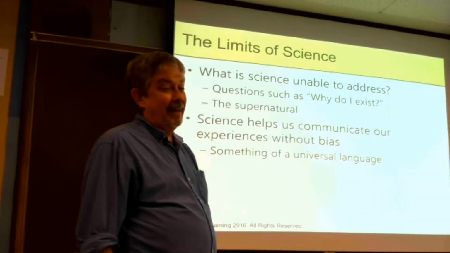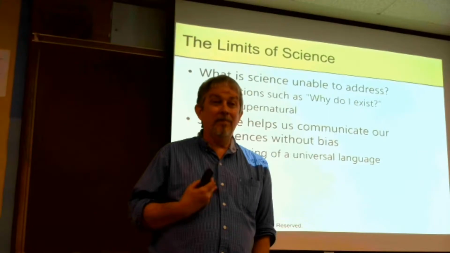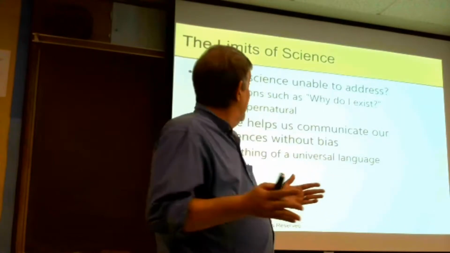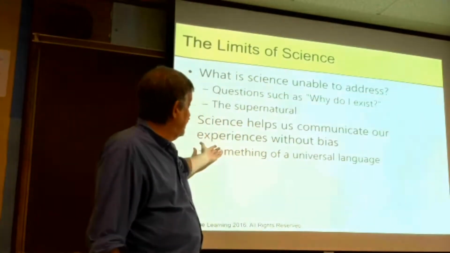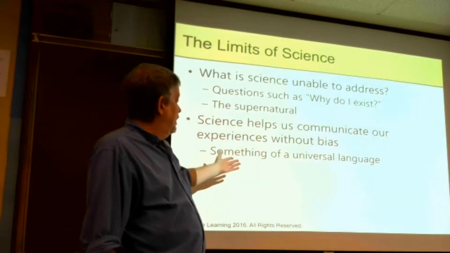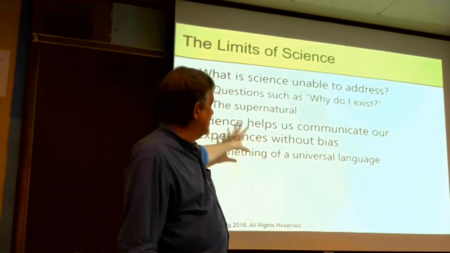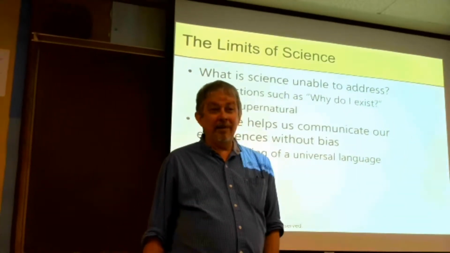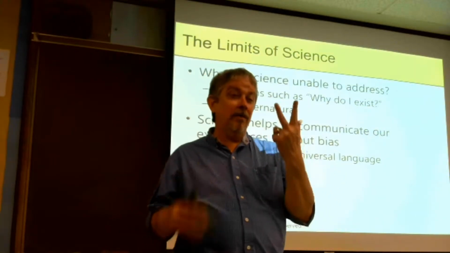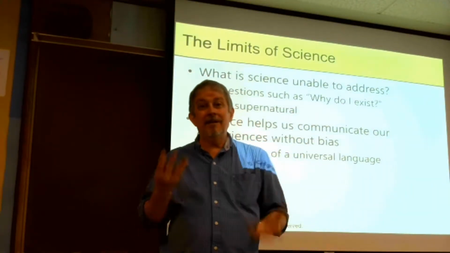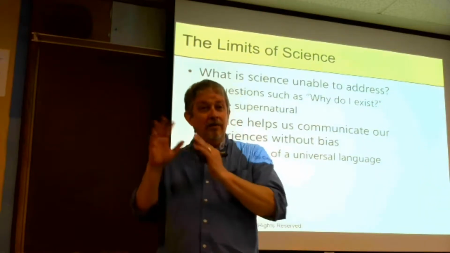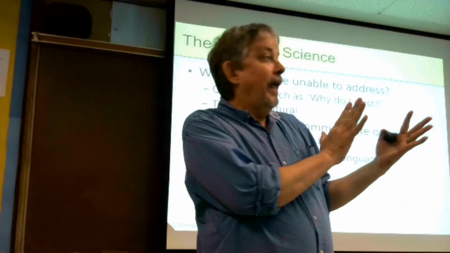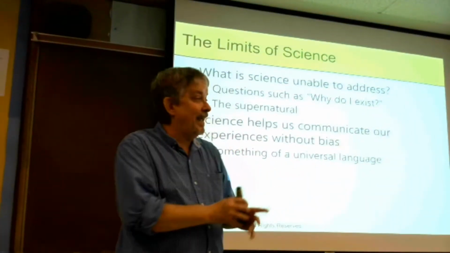So what is science unable to address? It can't address questions like why. What's my purpose? Science cannot define whether there is something good and something evil. Science helps us communicate our experiments without bias, something of a universal language. But even science has a bias, these worldviews. Typically in a class when I teach it, there are 2 main worldviews, and it's usually about 50-50. Some say that it's all natural process, some say that there was an intelligent designer or God. And those are different worldviews. Science cannot answer those questions.